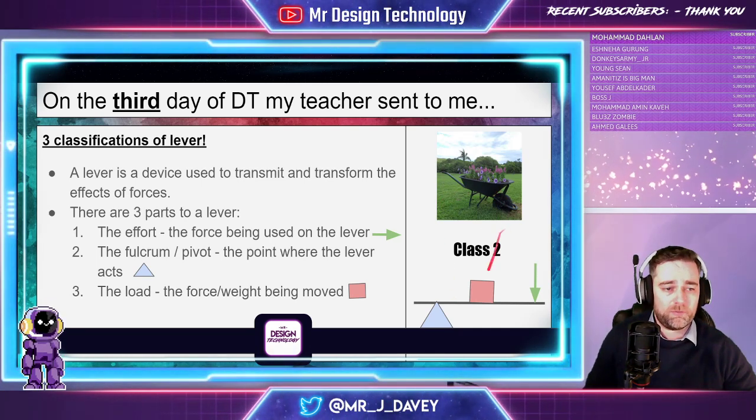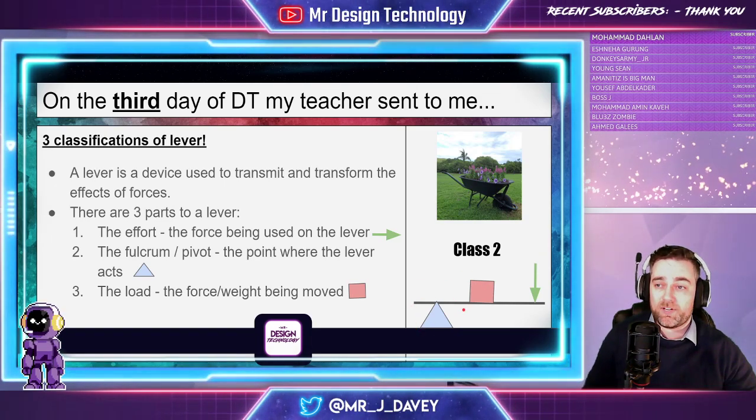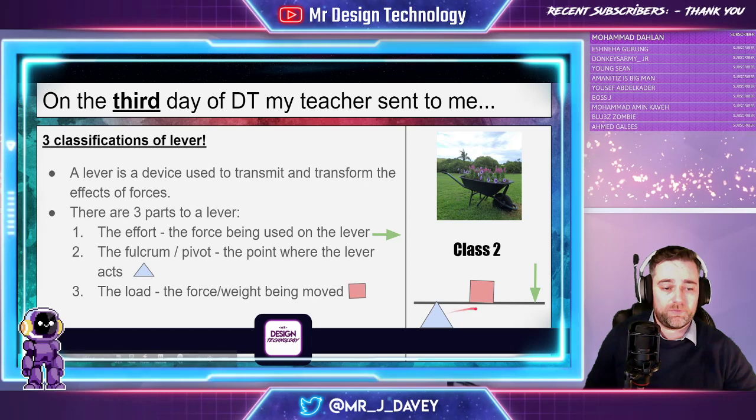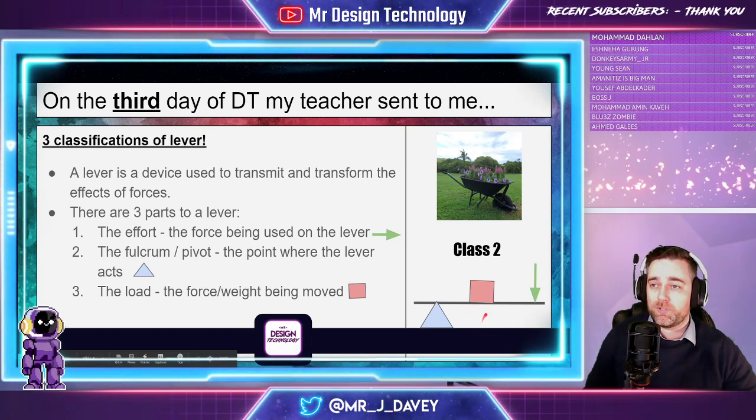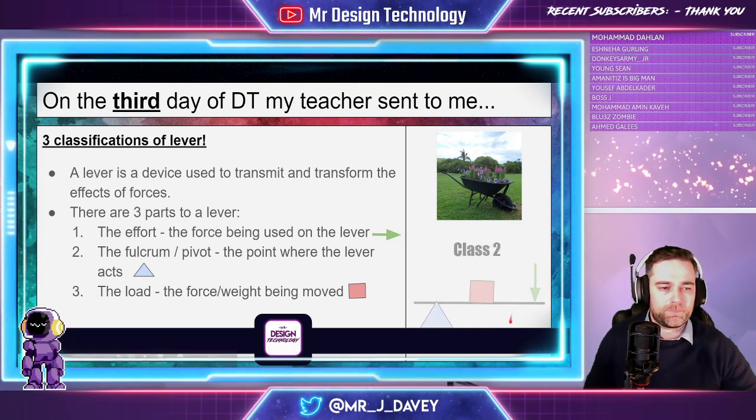So that's how we'd remember that. Fulcrum next to my load means I'm going to have a class 2 lever, or of course if the fulcrum's in the middle, it's going to be a class 1 type of lever. Don't forget that, and revise that down.